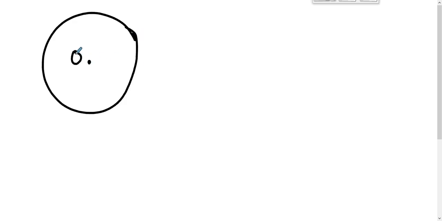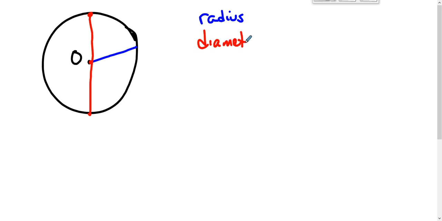A circle centered at some point O. The normal definition of a circle will do just fine. It's the locus of points a fixed distance from a fixed point. So when we draw a segment with endpoints, one at the center and one on the circle, that is a radius.